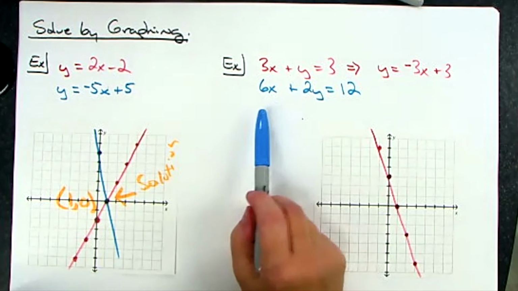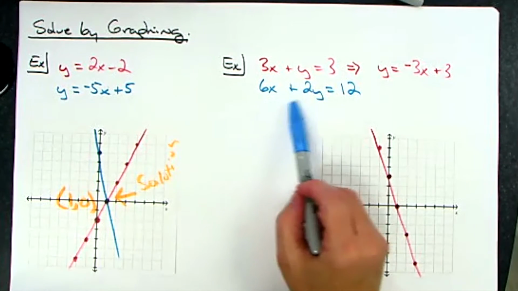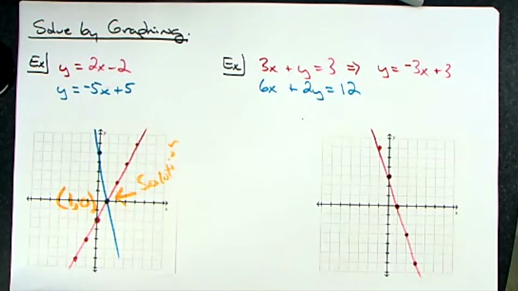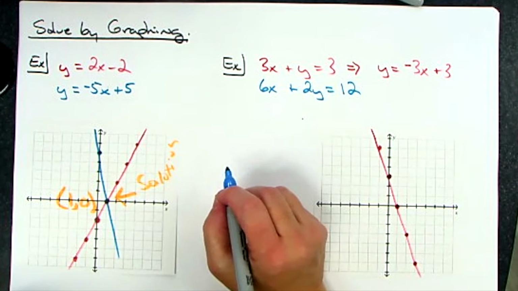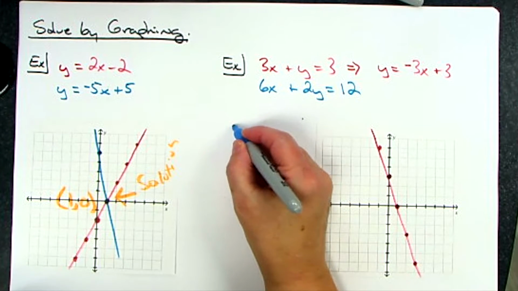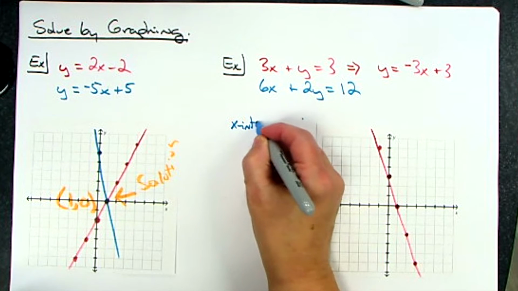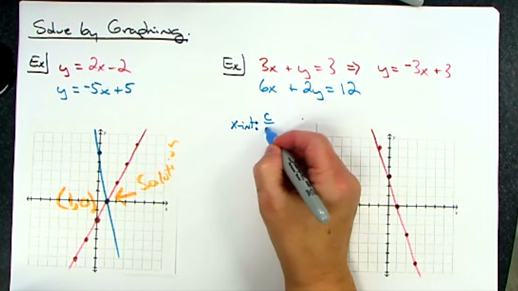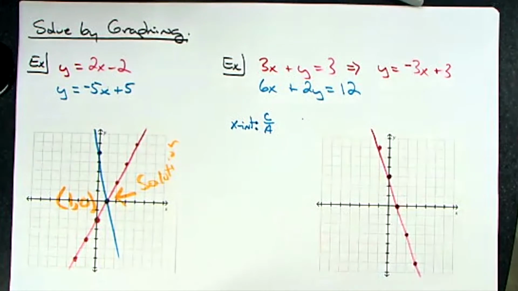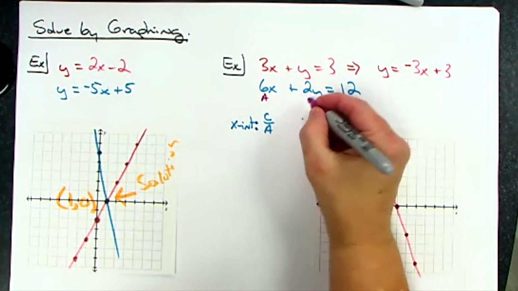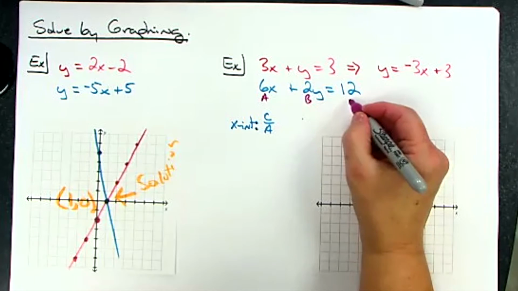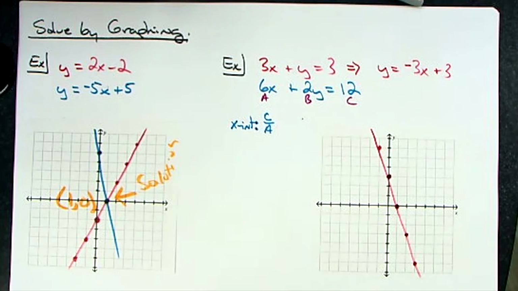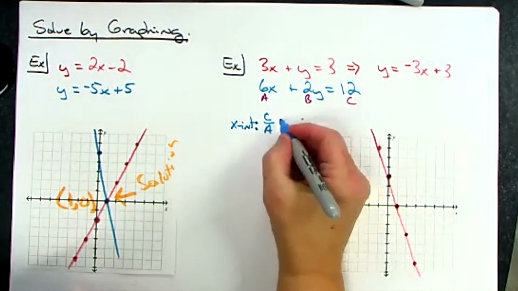All right, now the second one, I probably would not solve for y because the y's got a 2 in front of it. So I would probably do my formulas for the x-intercept and the y-intercept. All right, so the x-intercept formula is c over a. And if we need a refresher on where those are, that's your a coefficient there, that's your b coefficient on the 2, and a c coefficient there at the 12. All right, so then 12 over 6.